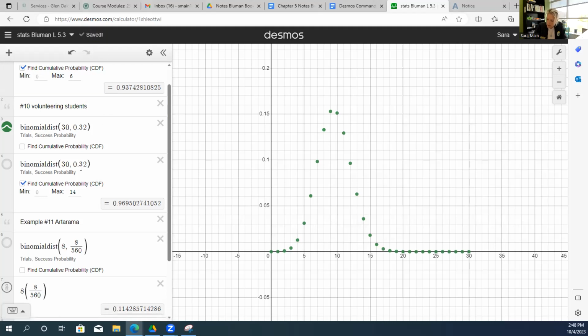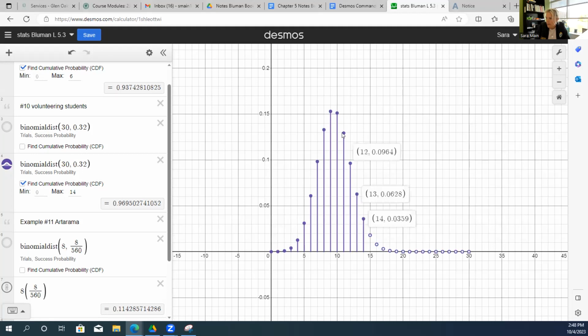Okay. Part B says the probability that at most 14 participate in a community volunteer program outside of school. So that means I'm going to include 14, and because it's cumulative, because any answer 0 through 14 will be part of the addition, I'm going to click on my cumulative. And so you can see there it's in purple. And it's going to add up all of the answers, see all the ones that are filled in, 0 all the way up through 14. So all of these probabilities here are added together.